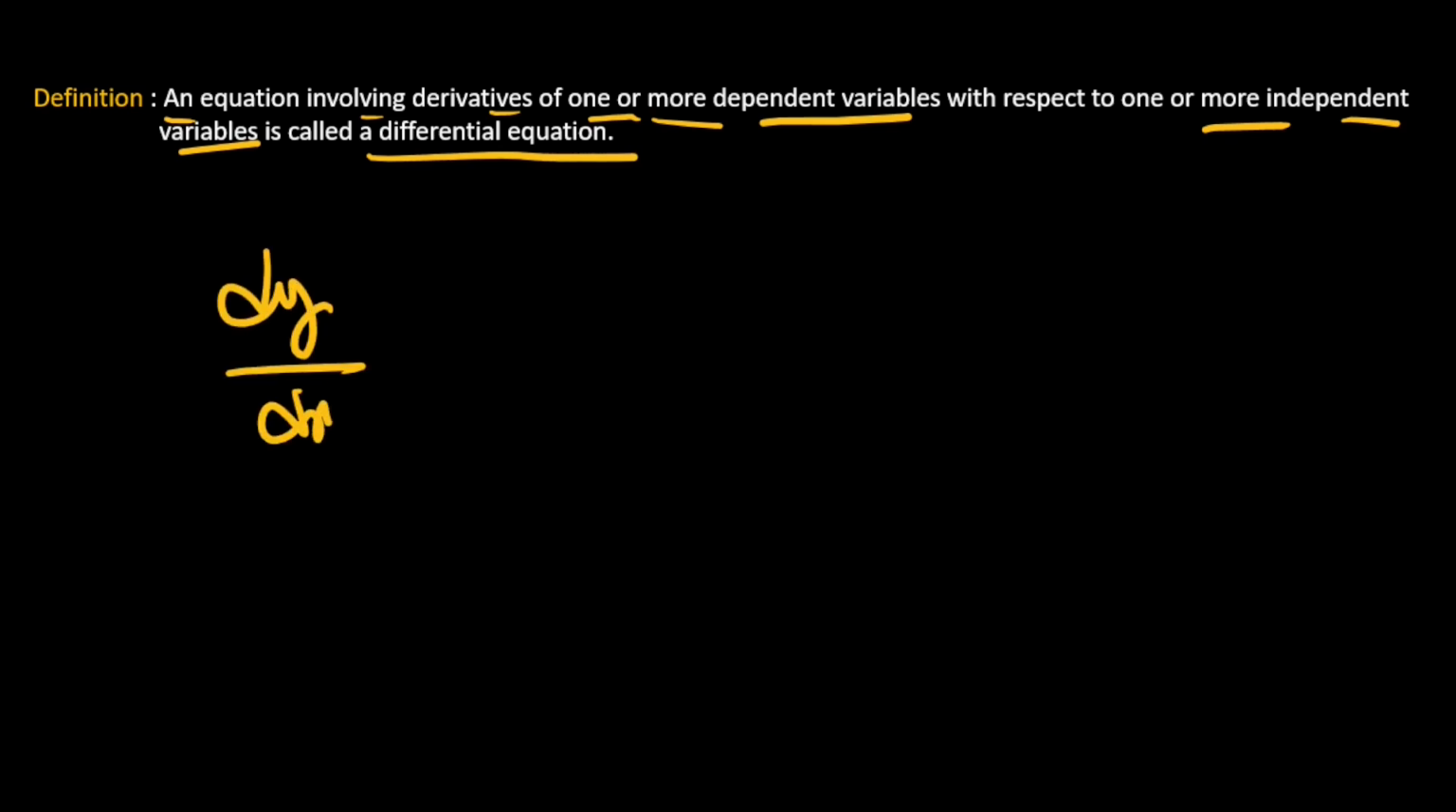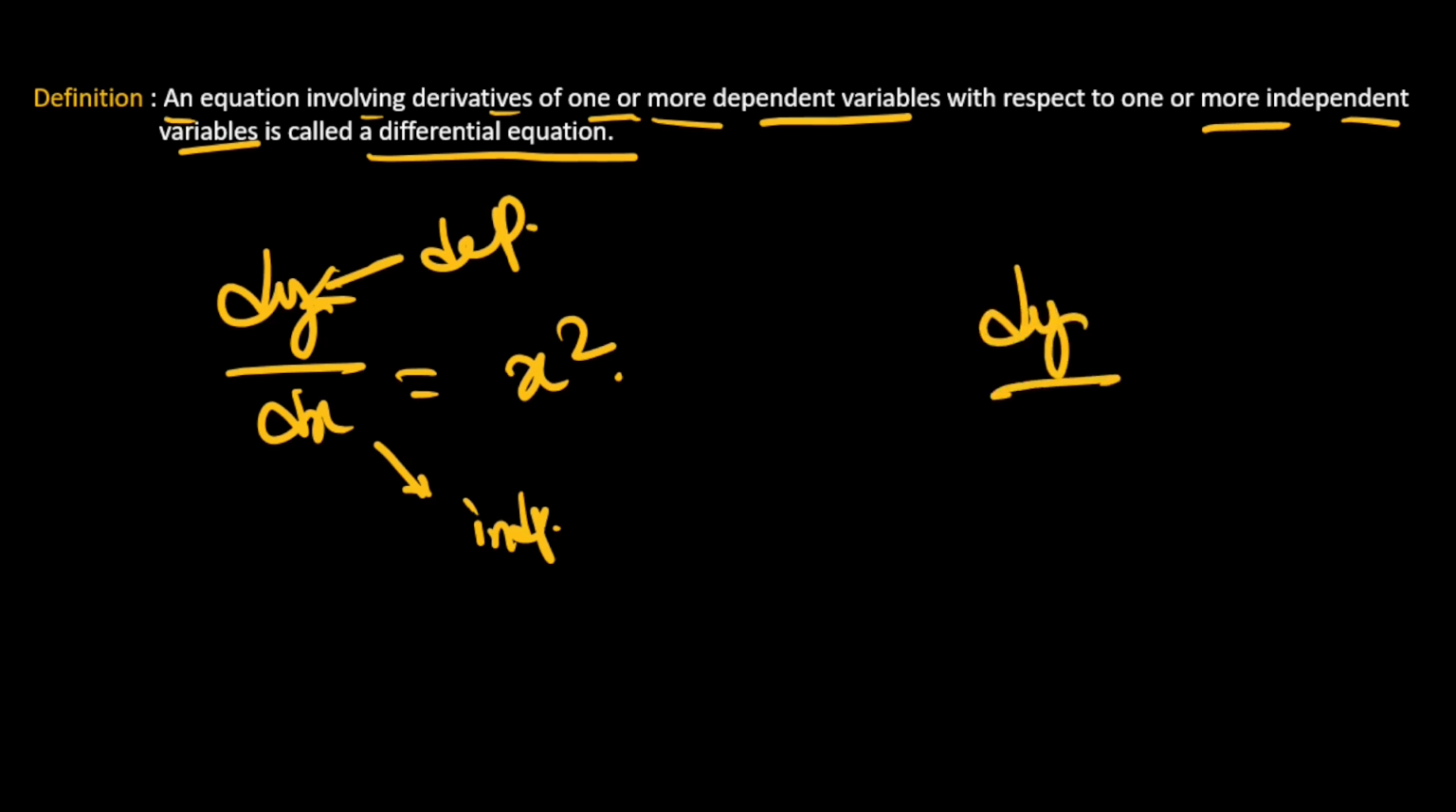Let's write the formal definition. An equation involving the derivatives of one or more dependent variables with respect to one or more independent variables is called a differential equation. Suppose dy/dx is equal to x square. This is one example of a differential equation. Here y is the dependent variable and x is the independent variable. So the formal definition is: an equation involving the derivatives of one or more dependent variables with respect to one or more independent variables is called a differential equation.